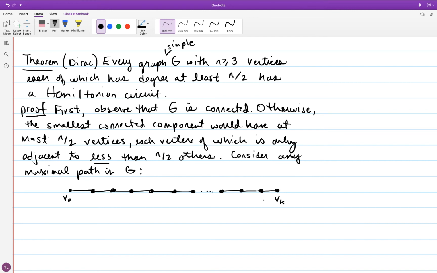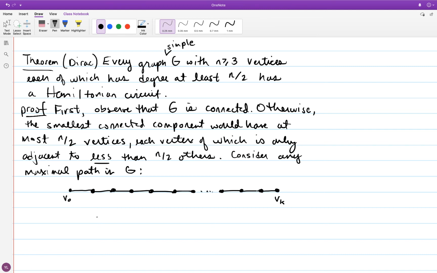Maybe one more observation before we keep writing. There are only n vertices in the entire graph, right? And perhaps this isn't all of them, but at most I have written down right here n vertices because that's how many vertices I have total.